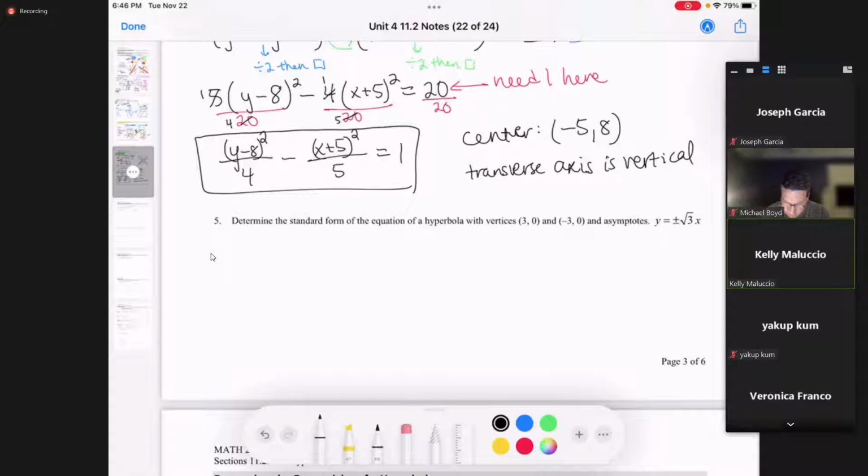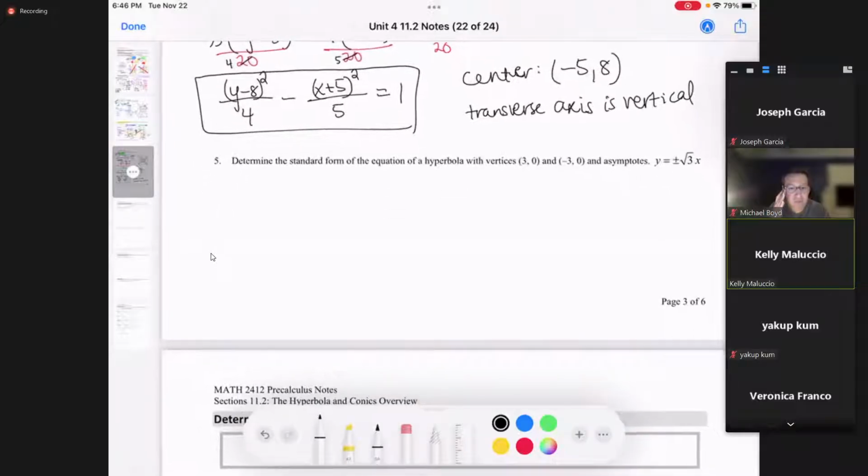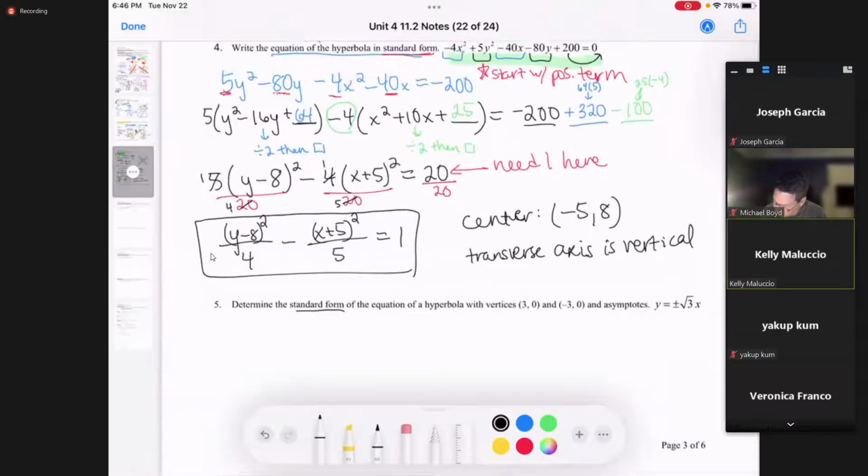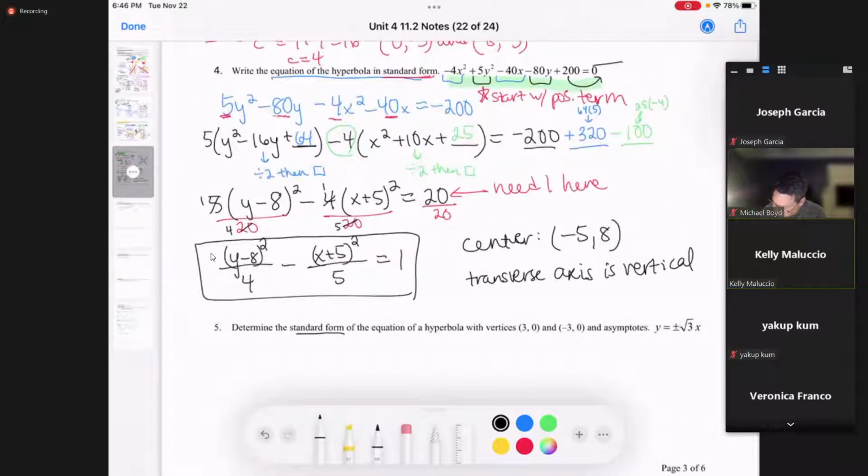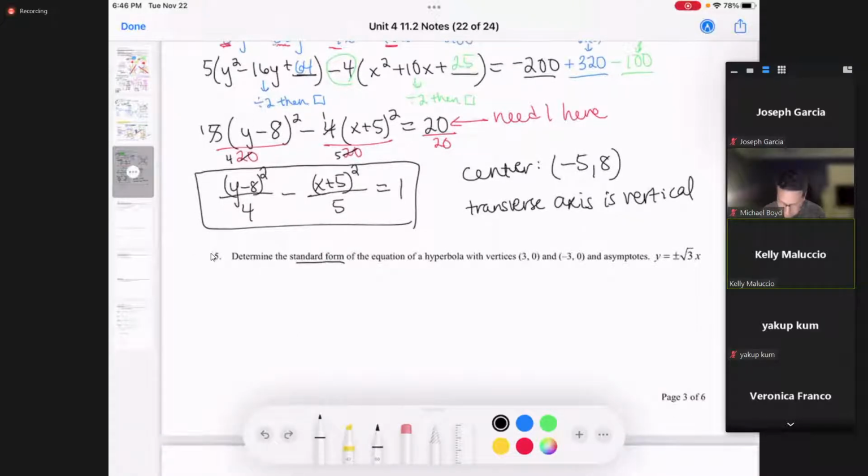All right, so number 5, we'll keep going. Please say something if this isn't working out or if you can't see or something happens, because I can't see you guys. So number 5 says determine the standard form. Again, we want standard form of the equation of a hyperbola. This time, instead of giving us this non-standard form, now they're giving us the actual points and asymptotes, right? So we have to kind of work backwards.